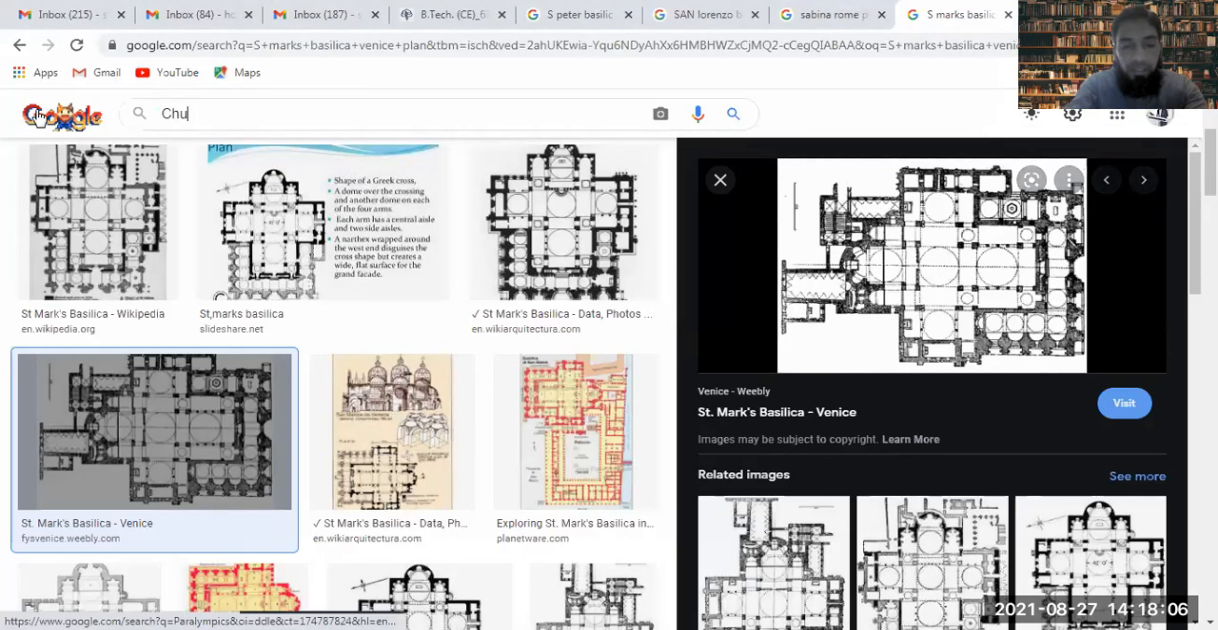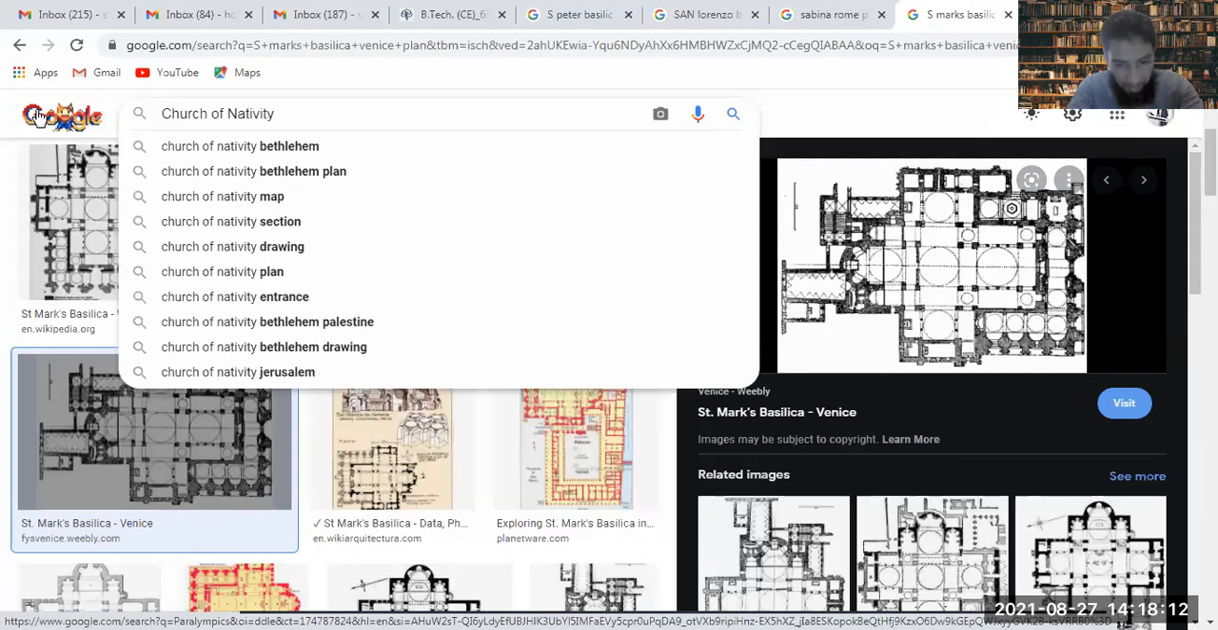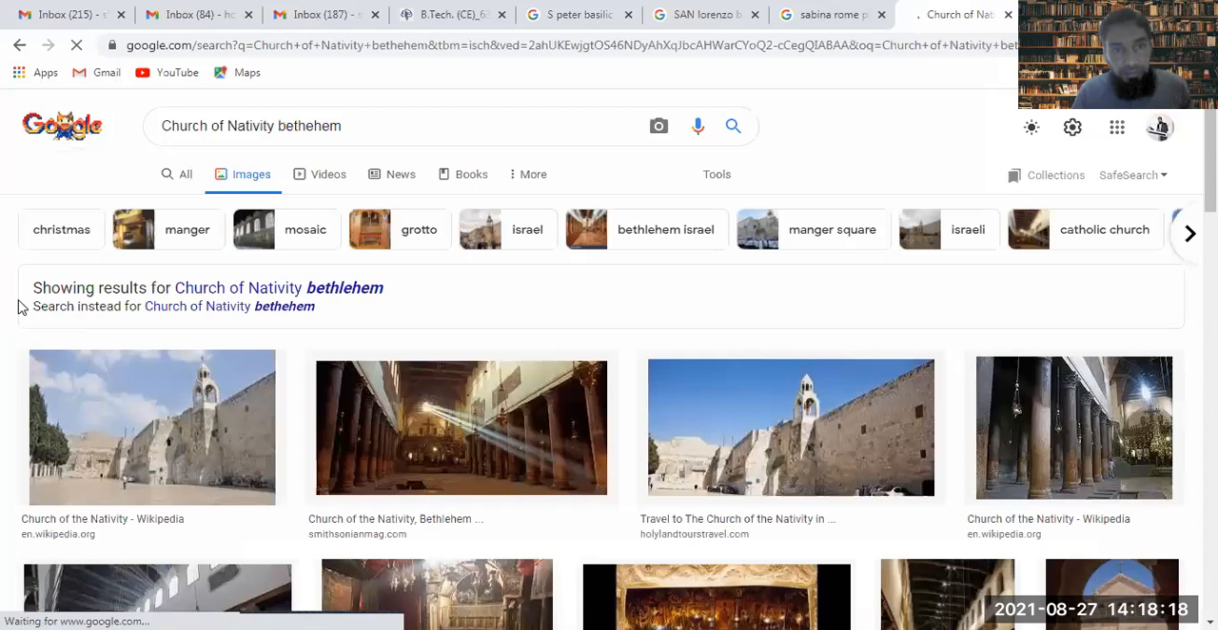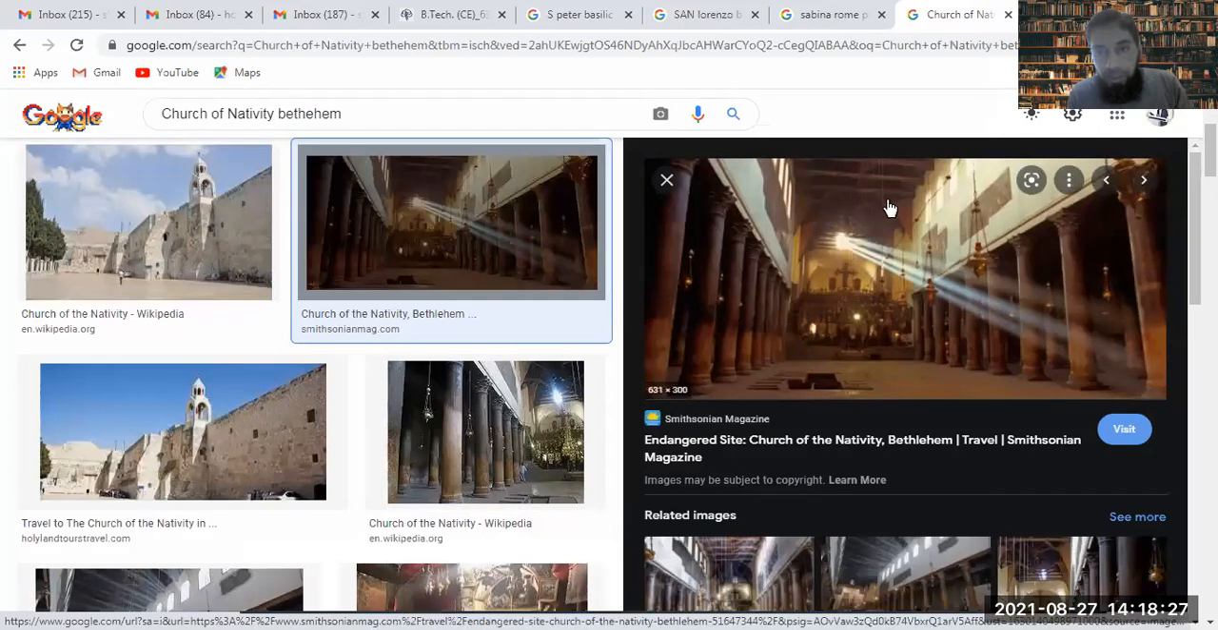Then there is the Church of the Nativity. Now this is in Bethlehem. This one is resting all on columns. This structure, and towards the end there is a nave portion, and these are the aisles in front.